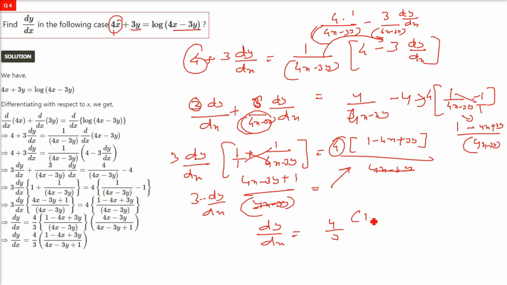1 minus 4x plus 3y. And this will be the denominator: 4x minus 3y plus 1. This is your final answer. Just one step, and other things are simply algebra. Multiplication, bring it here and there, that's it.